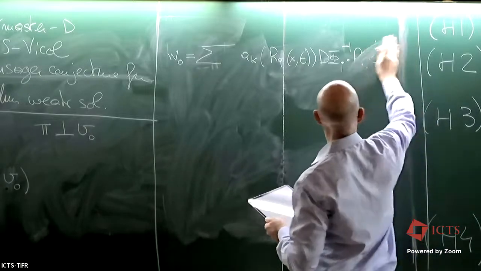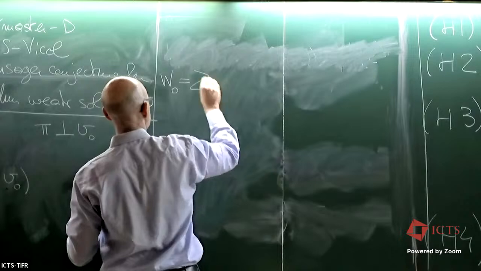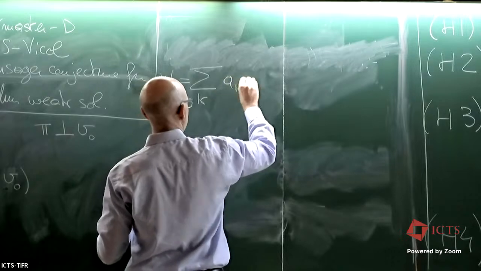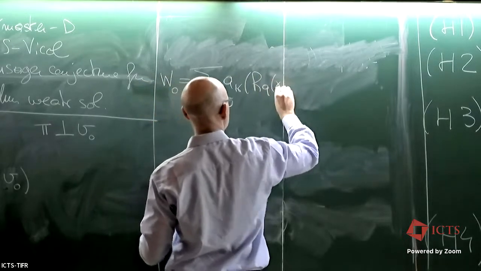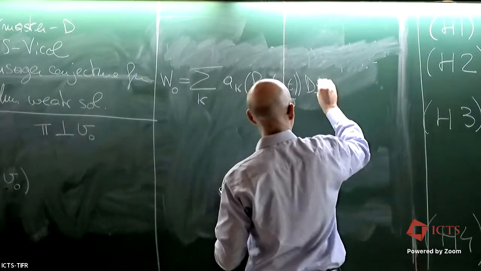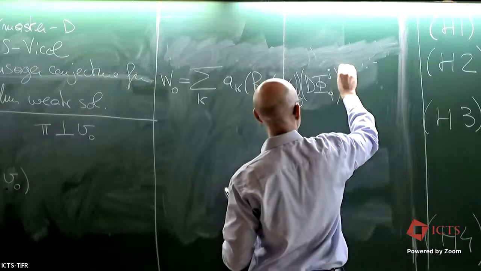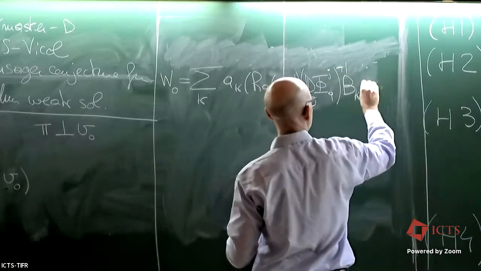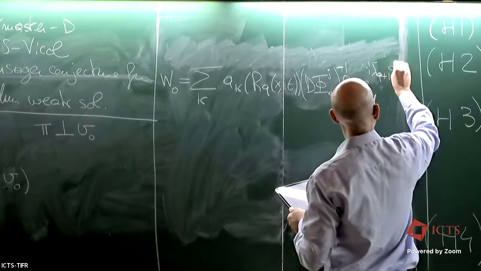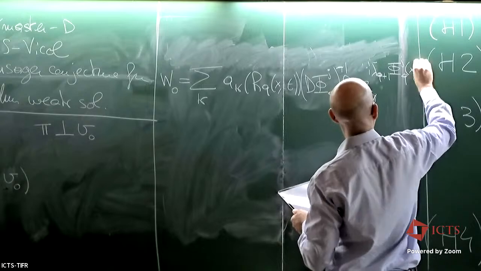But maybe since this is actually so important, let me rewrite the whole equation over here. So W_O is going to be the sum over k, and then I have the A_k of R_q of x, t. And then I have dΦ_jq to the minus 1 B_k. And then I have e to the i λ_{q+1} Φ_{q+1} Φ_qj of x, t.